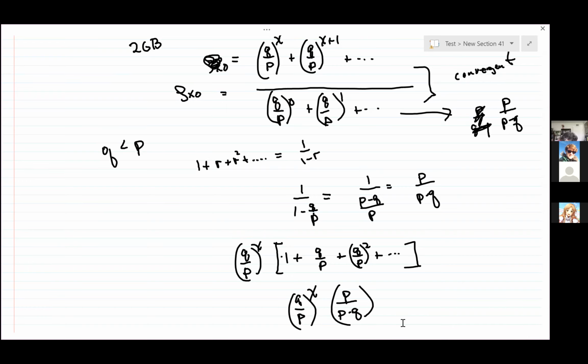So 27 does follow in a fairly direct way from 26. Should I go over that again, or does that make sense? That makes sense. Yeah.